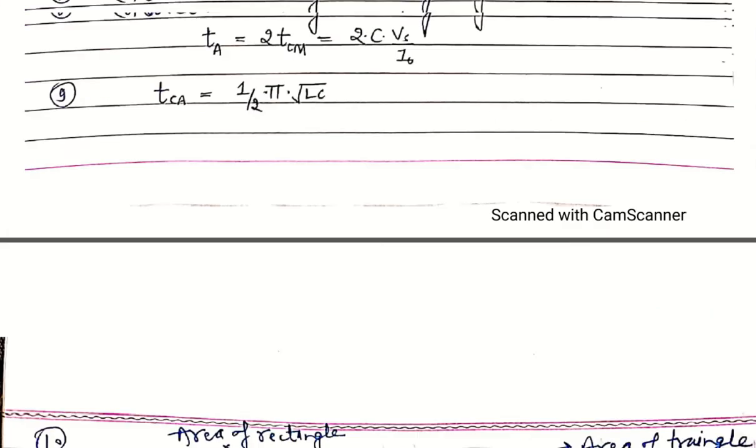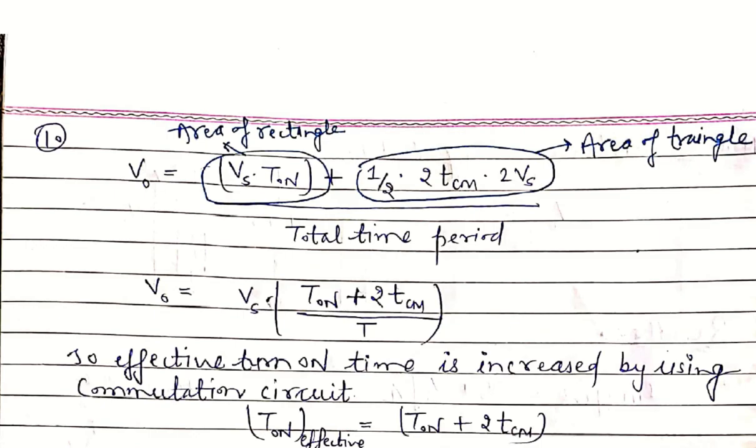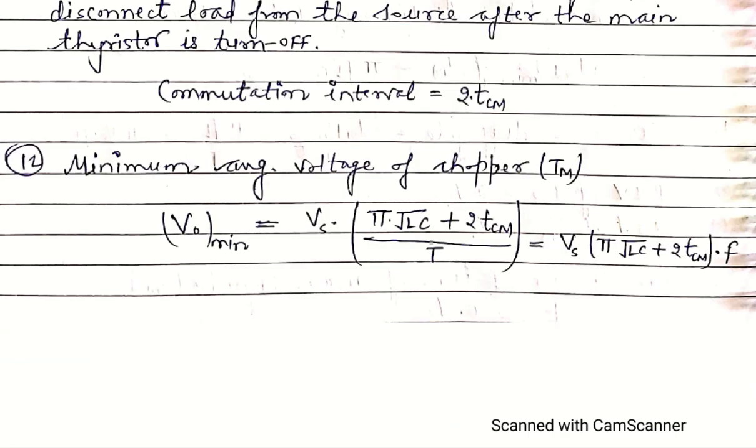See in the third point, the minimum turn on time will be pi root LC. So if we put the minimum turn on time pi root LC in the expression of the output voltage waveform, here pi root LC plus 2 TCM divided by T. If we put the minimum value of this T on time, then the output voltage will also be minimum, because the net term will be minimum. So the output voltage will also be minimum. Further simplifying this expression, if we put T equals 1 by F, then the final expression will be written like this.